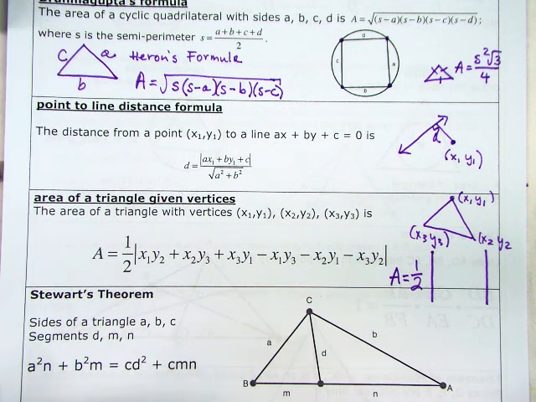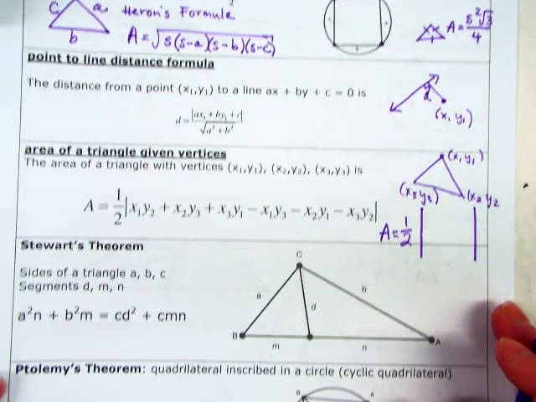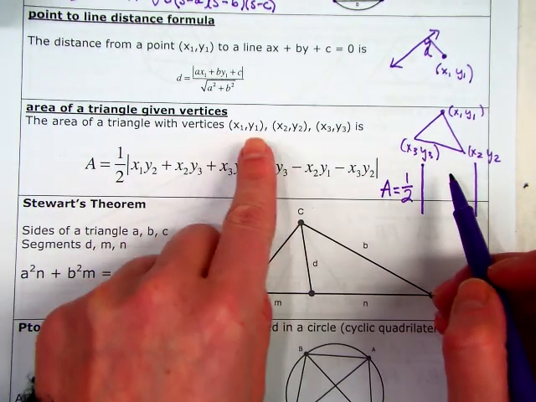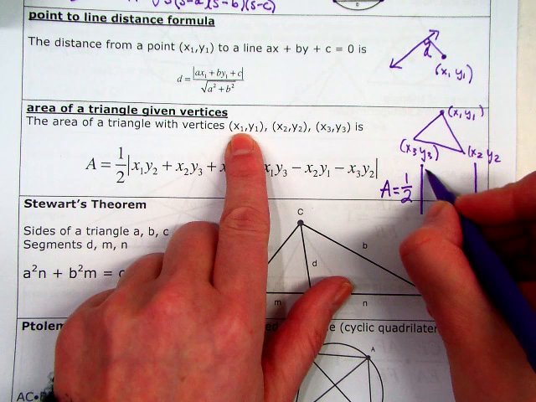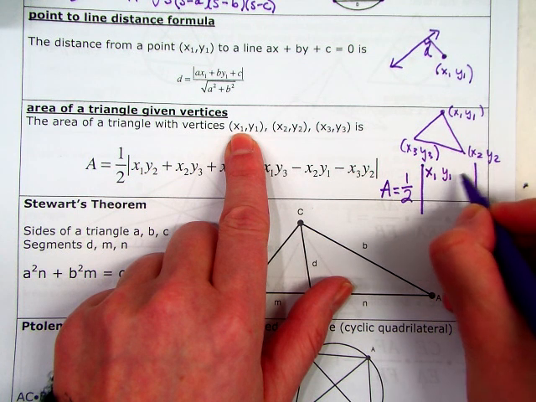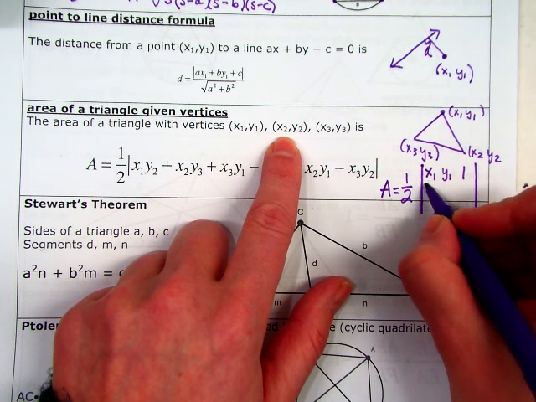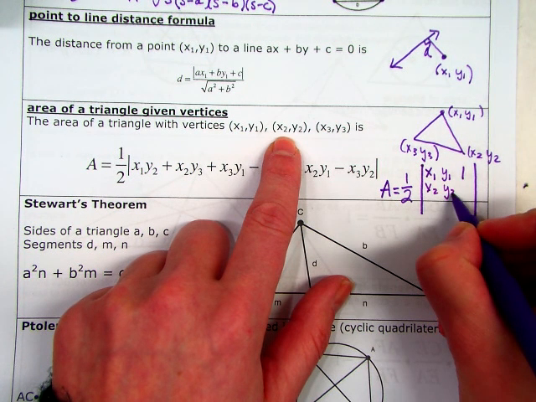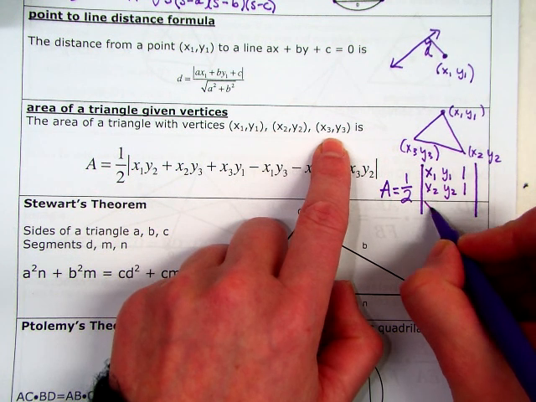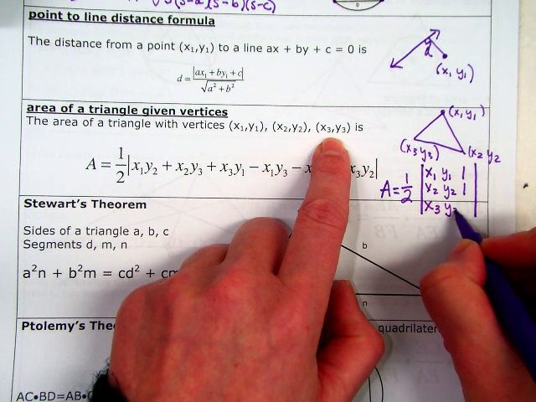Here's how you write the matrix though, because you need to know how to do that. You simply look at these and you do x1, y1, and then the number 1. x2, y2, and then the number 1. x3 and y3 and the number 1.